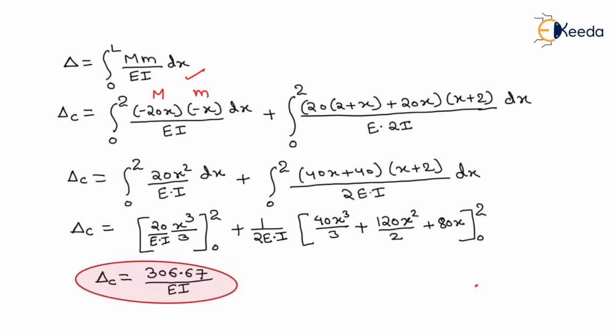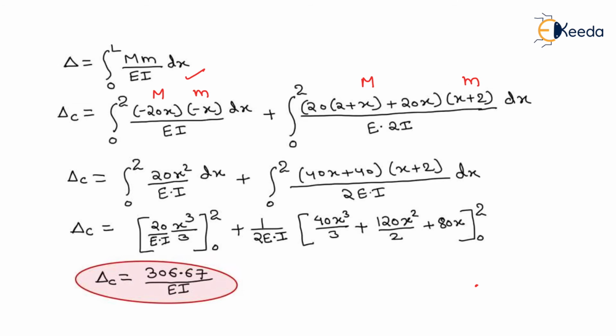Now we take the other expression for the other span, that is integration 0 to 2 of minus 20 into (2 plus x) plus 20x, into minus (x plus 2). The first value is capital M and the second is small m, divided by E into 2I, because the moment of inertia for this span is 2I, into dx.